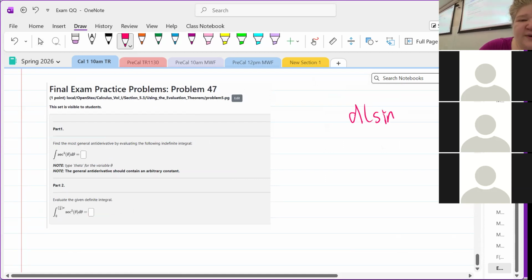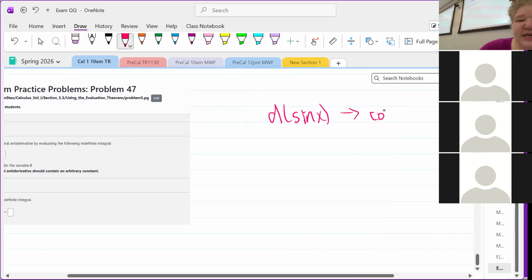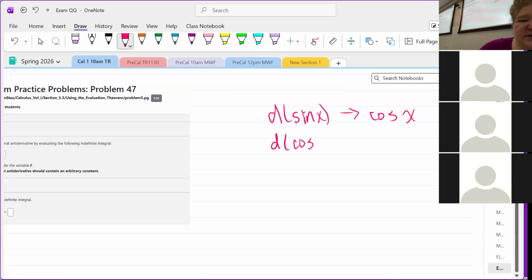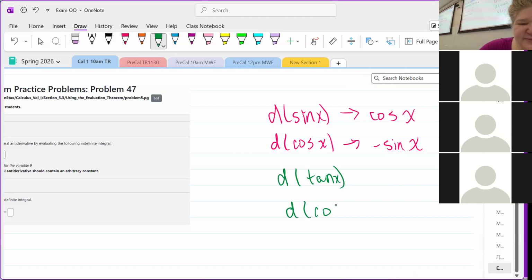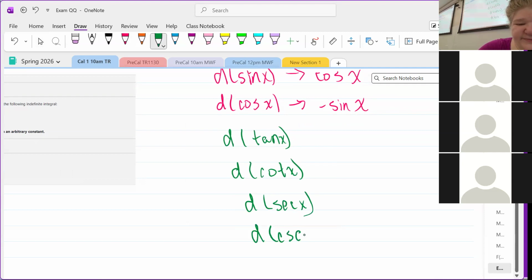All right, so we know the derivative of sine is cosine. Derivative of cosine is negative sine. Now we got to remember the other guys. So there's tangent and cotangent, and secant and cosecant.